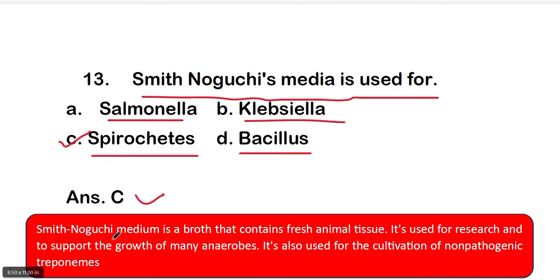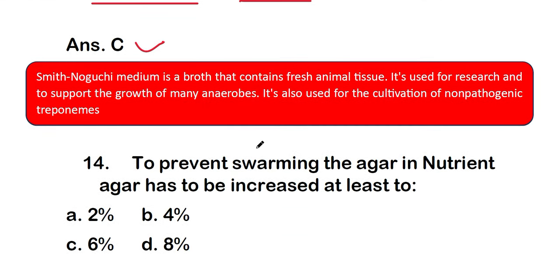Smith Nagoshi's media is a broth that contains fresh animal tissue. It's used for research and to support the growth of many anaerobes. It's also used for the cultivation of non-pathogenic treponemes. Okay, so let's move on to question number 14.